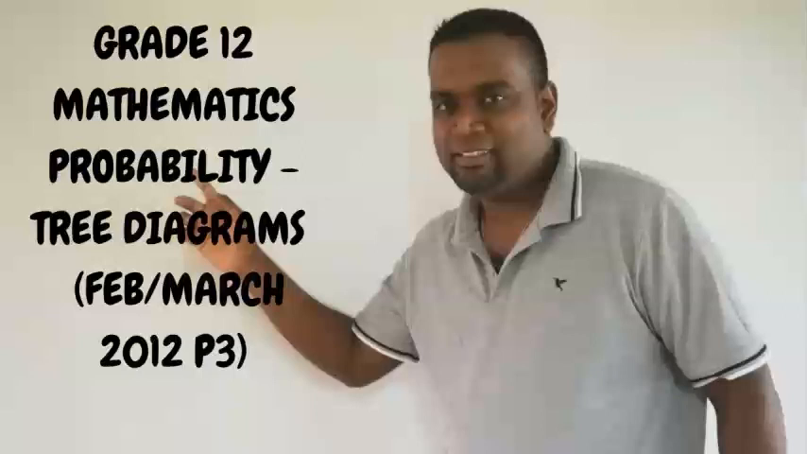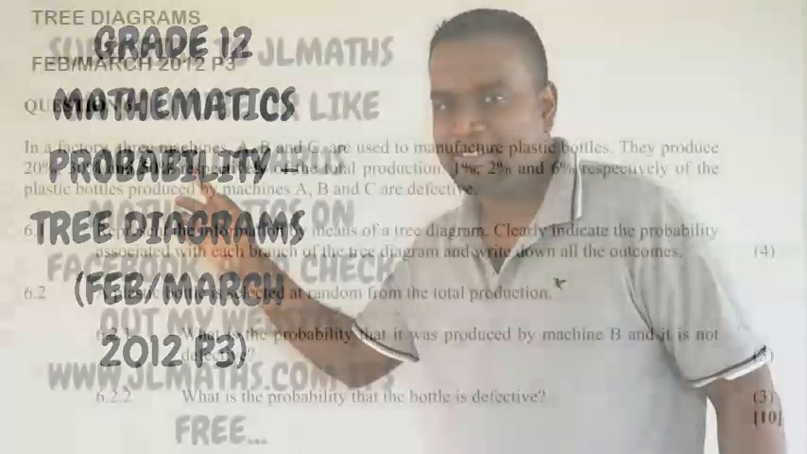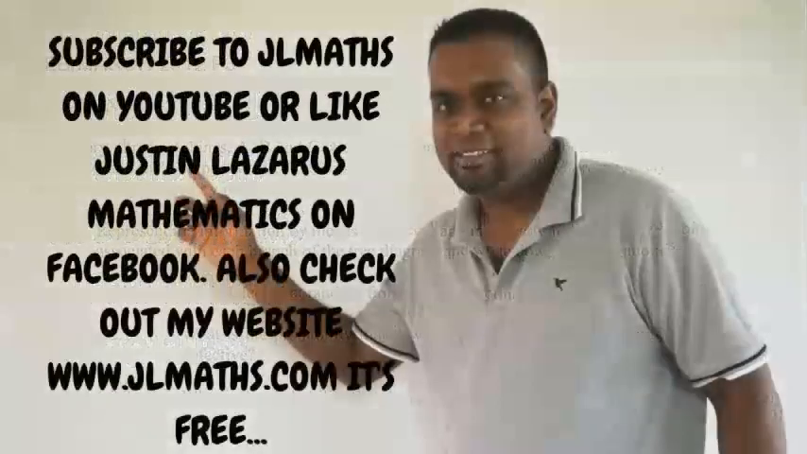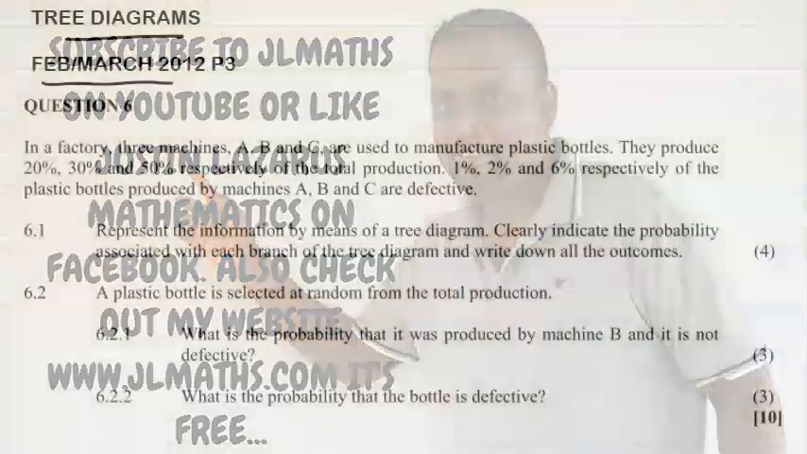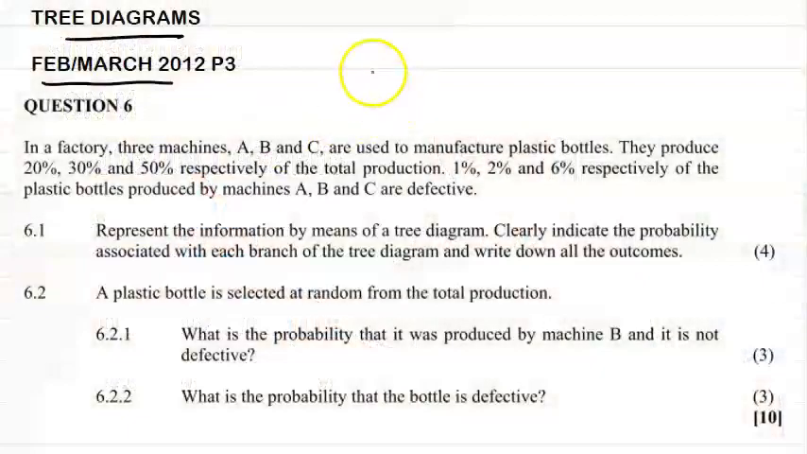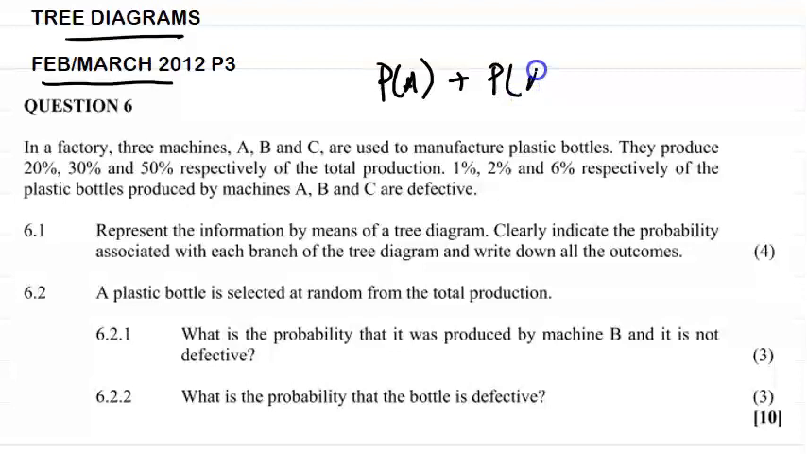Today we're going to be looking at a video on tree diagrams and a question that appeared in a past examination paper. When it comes to tree diagrams, it's very important for you to understand this rule for exhaustive events. The probability of A plus the probability of not A must equal 1. And this rule also applies to events that are complementary. Now, let me explain that very quickly to you.